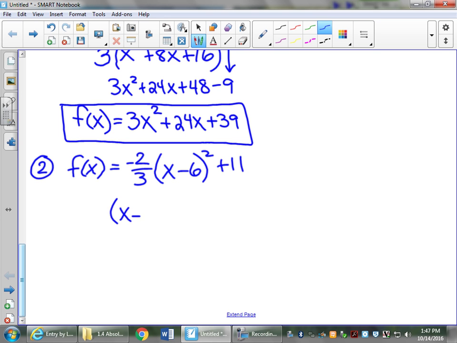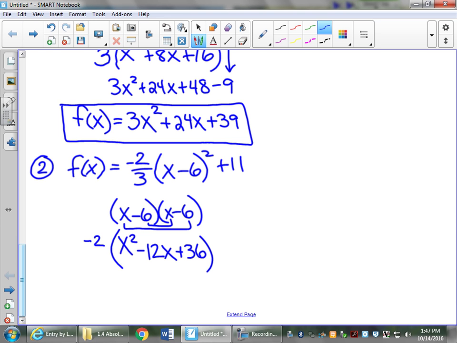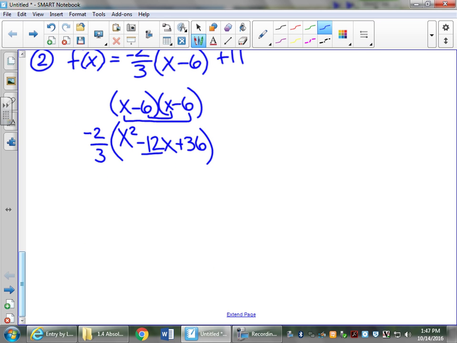We're going to square our binomial to get x squared. Get a negative 6x and another negative 6x in the center to get negative 12x when we combine those terms, plus 36. Put parentheses back around that, and we're going to distribute the negative 2/3. If it helps, you can put these values over 1, and you're really multiplying the numerators and then the denominators and seeing if you can simplify those values at all.